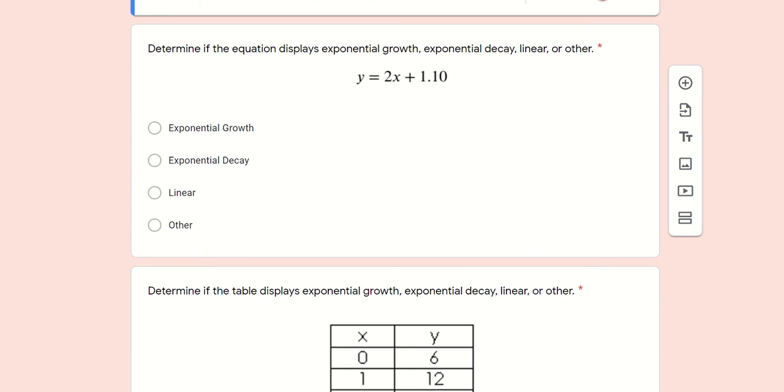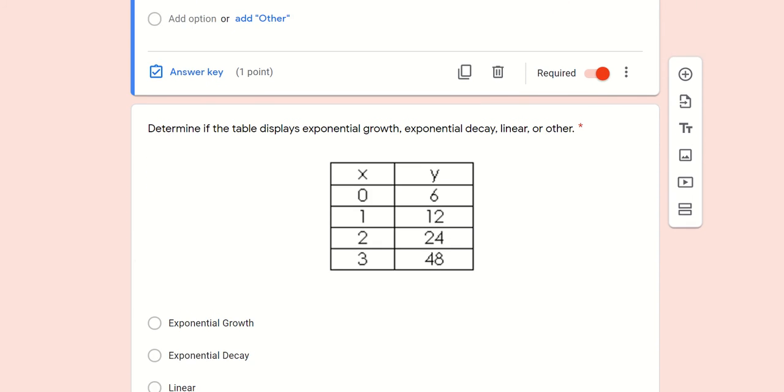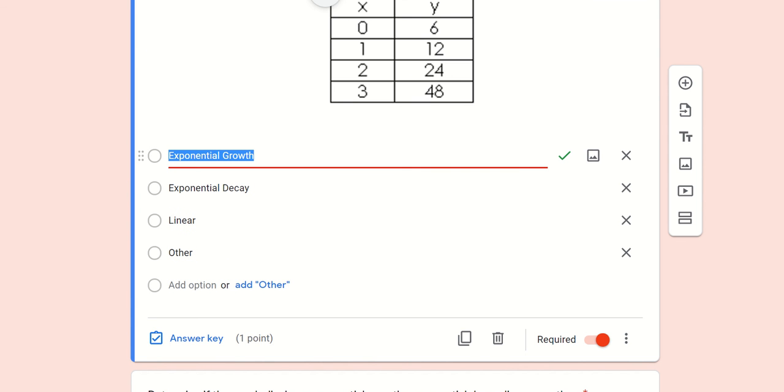The next equation, y equals 2x plus 1.10, is in y equals mx plus b form. That is a linear equation. In the table, I am not increasing at a constant rate. 6, 12, 24, so it cannot be linear. Is there a constant multiplier? Multiply by 2, multiply by 2, multiply by 2. I do have a constant multiplier, so it's exponential. 2 being greater than 1 means I have an exponential growth situation.